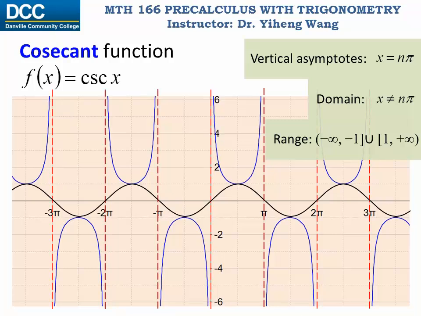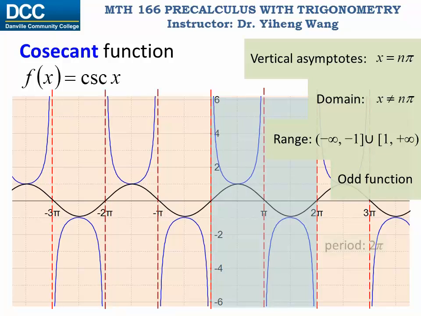And since cosecant function equals, once again, 1 over sine, therefore, since the sine function is an odd function, cosecant function is also an odd function. And on the graph, you can see that the graph is indeed symmetric about the origin. And lastly, just like the sine function, cosecant function has the period of 2 pi.